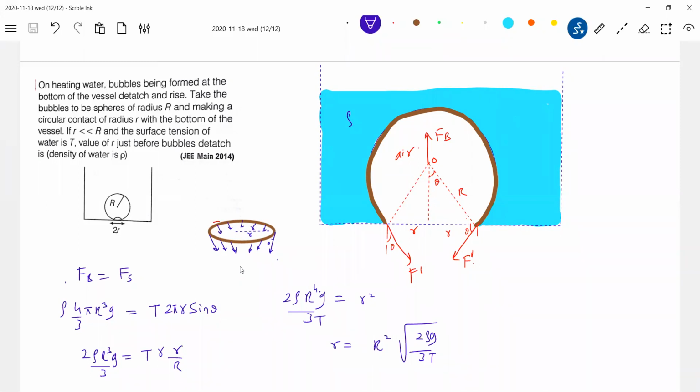And making circular contact of radius R with the bottom. Why does it first detach? Because as you heat the water, the density of water decreases, then the buoyant force will decrease. Surface tension also decreases, sorry. As we increase the temperature, the density of water will decrease and surface tension decreases. So definitely at one instant the buoyant force will become greater than the force due to surface tension and it gets detached. I think this is what happens.